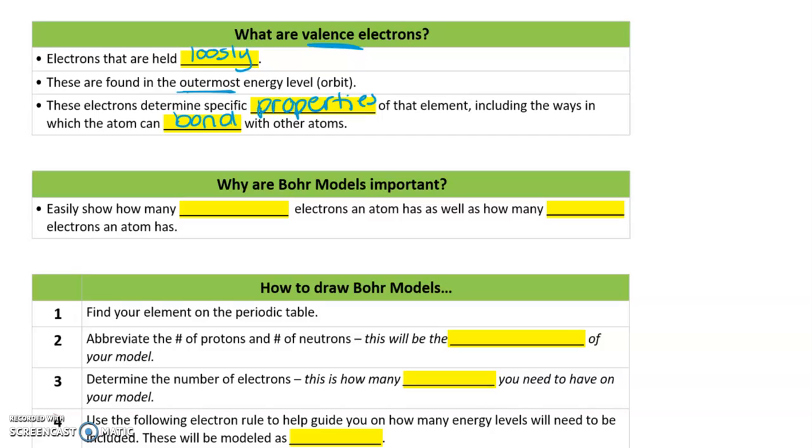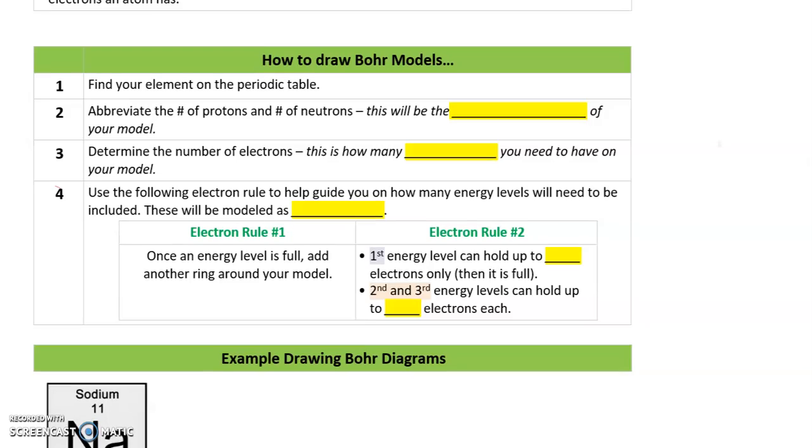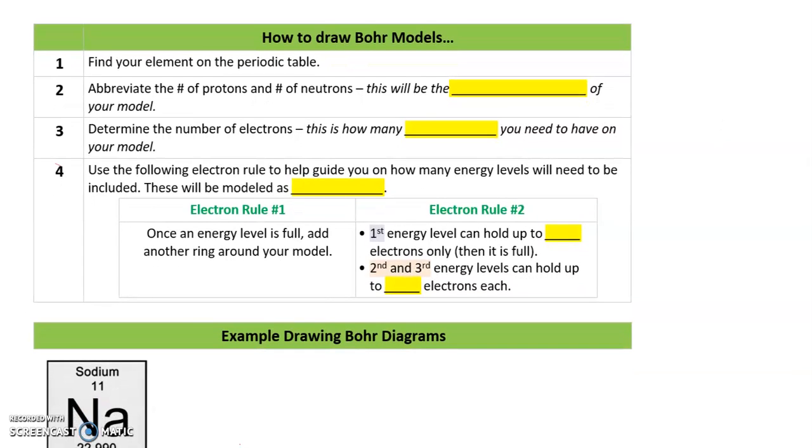Bohr models are important because they easily show how many valence electrons there are. As we said, those are important, but they also show how many total electrons an atom has as well. So it has a lot more information than some of the other models of atoms that you'll cover, and it really goes into visualizing how many valence electrons the atom has. I'm going to scroll down and show you how to draw a Bohr model.